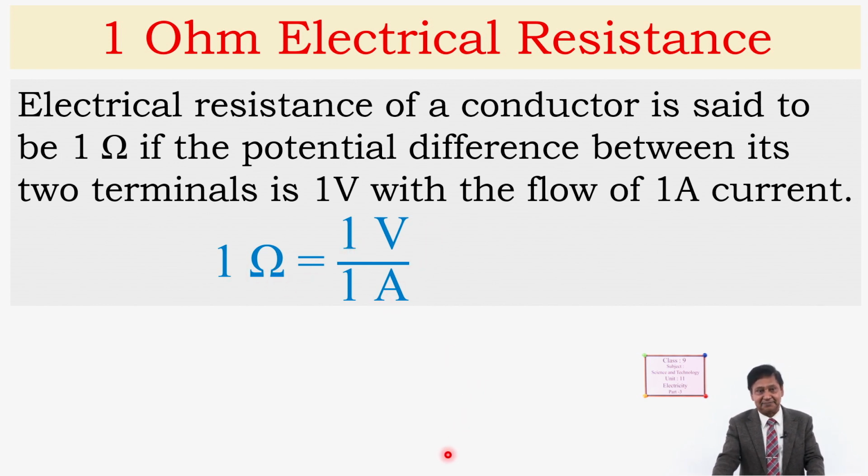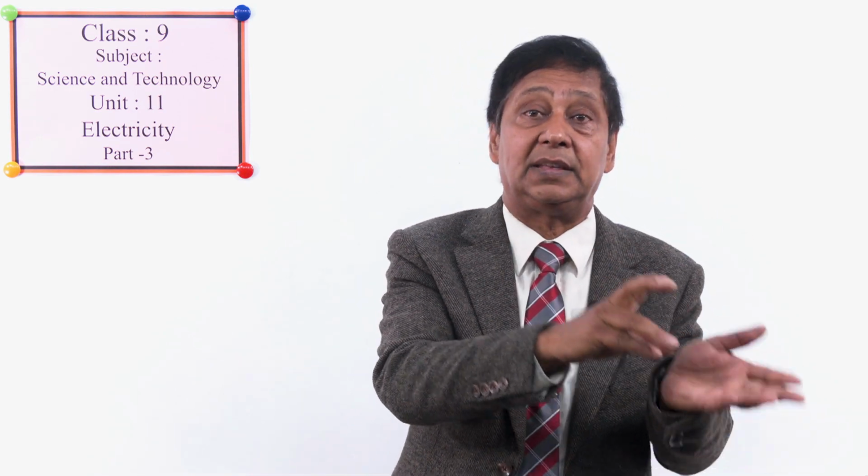Now I think you are clear about potential difference also, current also, and resistance also, and the relation between potential difference and current was established. In the meantime, resistance also came, and that's why I defined resistance exactly what it is. Now it's time to go through a question.